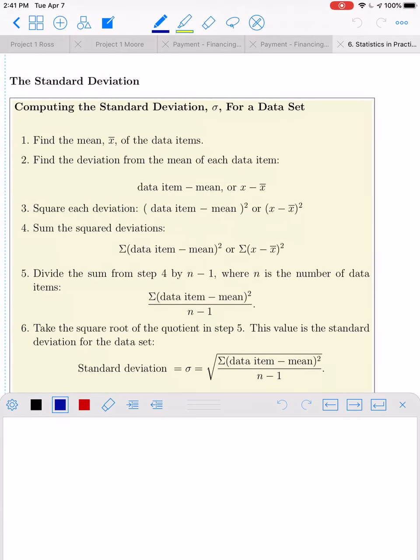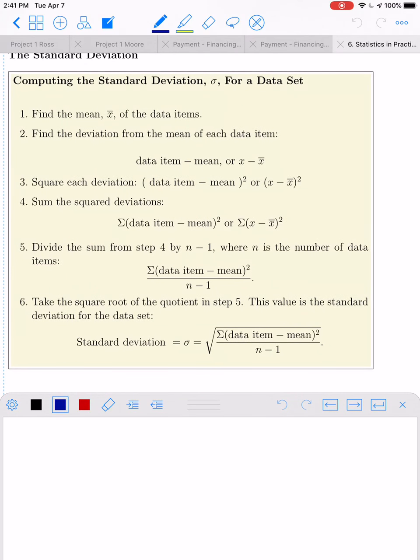And this box is included in the notes. It's from the textbook. It's there just to demonstrate what the steps are to write it out. You probably don't have to consult it every time. If you want to build a table like what we're going to see on the next page, you can build the table to calculate the standard deviation.